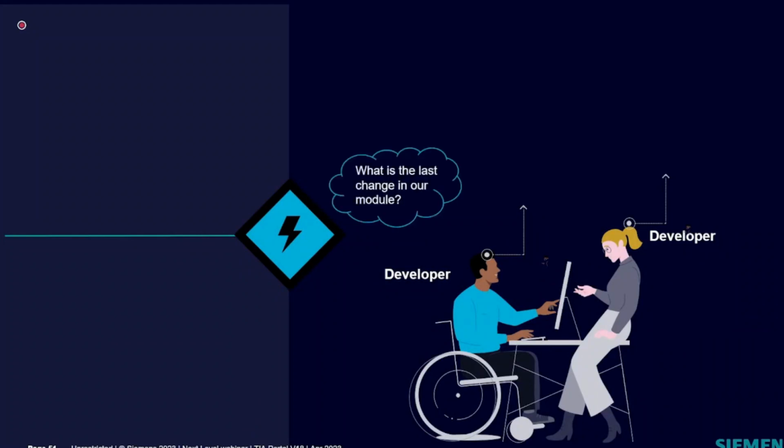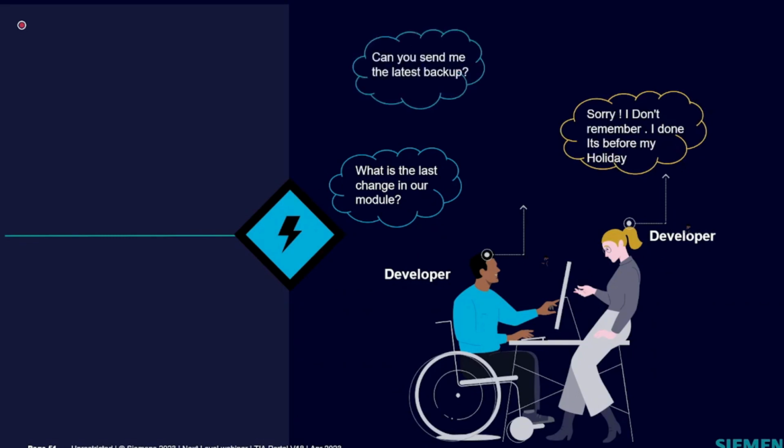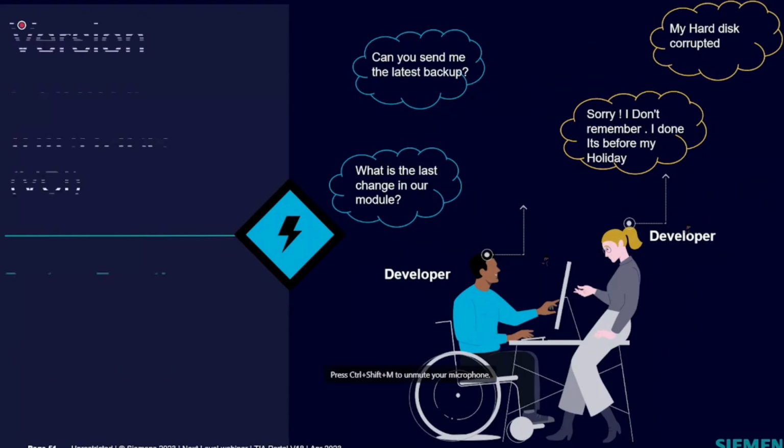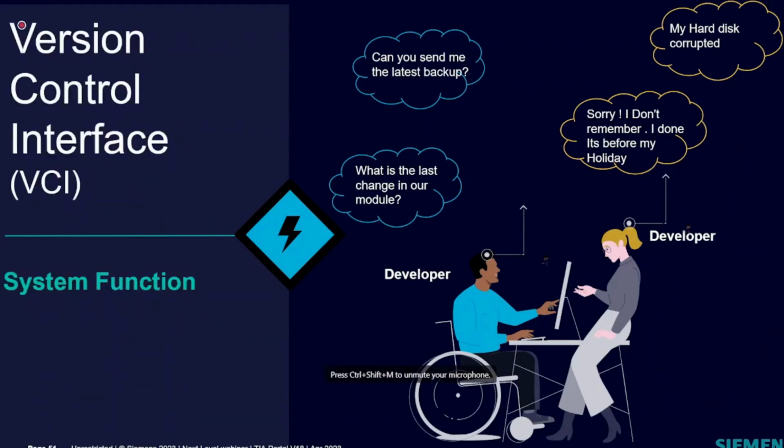So here two developers are discussing the latest changes she has made in the module and what the problem is. She doesn't remember what the changes are because she made them before her holidays. Then he asks her to send the backup, but her hard disk is corrupted. So what is the solution for this? The solution is a version control interface.